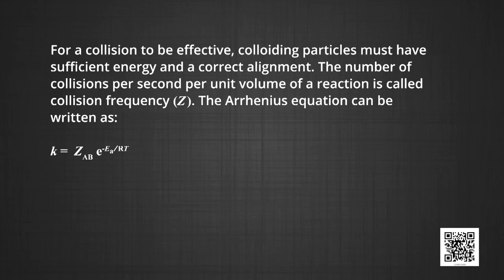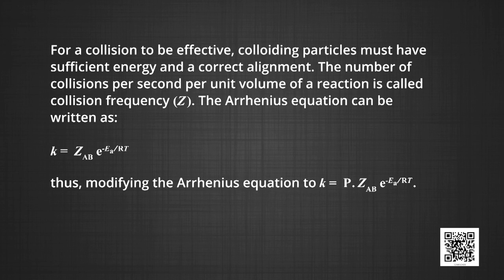We have learned in this module that a reaction occurs due to collisions. This defines the collision theory of the reactions. For a collision to be effective, a particle must have minimum activation energy and a correct alignment. The number of the collisions per second per unit volume of a reaction is called collision frequency, that is capital Z. The Arrhenius equation can be written as k is equal to ZAB exponent raised to power minus Ea by RT.